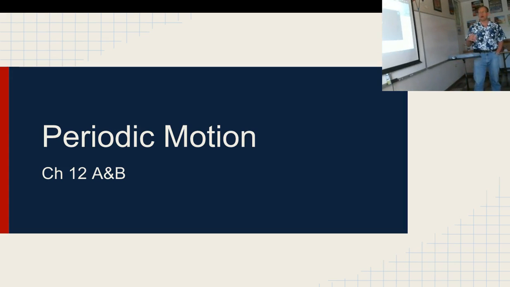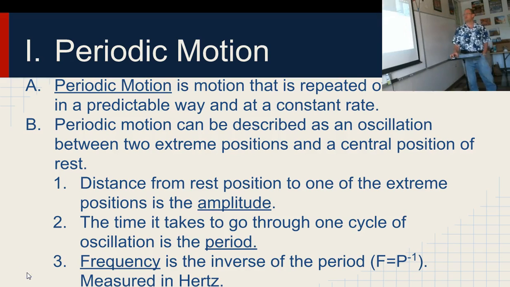We're looking at something called simple harmonic motion, when things move and they keep doing that same motion, like the swing set, or like the pendulum on a clock, or a bouncing spring, or various sundry other examples. So when something starts moving and then it keeps doing that same motion over and over again. Periodic motion is motion that is repeated over and over in a predictable way and at a constant rate.